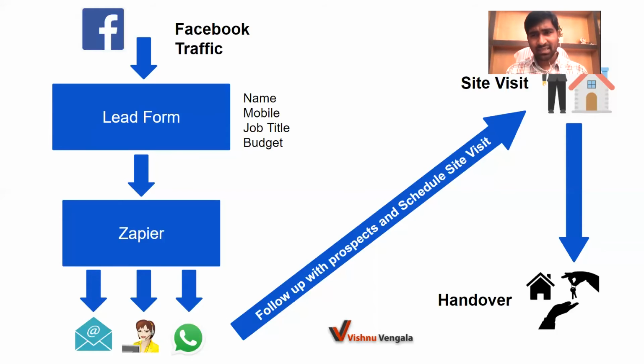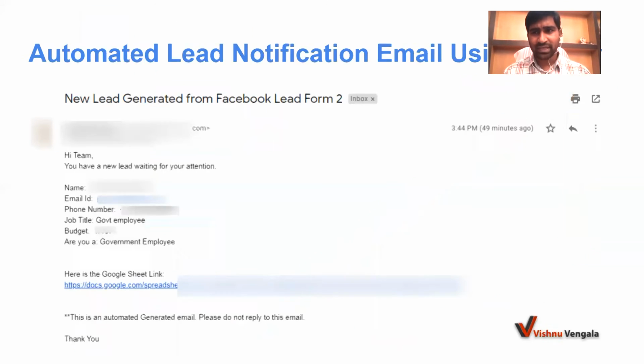So Zapier is nothing but an automation tool that does some tasks. It will pull the leads from the Facebook backend and put them into a Google spreadsheet in real time, and it will also send those leads to your sales team via Gmail. I'll show you an example.